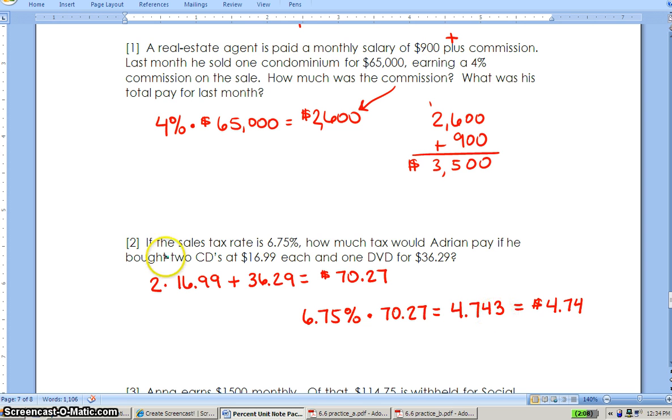So did we answer a question? It says, if the sales tax rate, how much tax would Adrian pay if he bought 2 CDs? Yes, we have. Didn't ask us for the total, it just asked us for the tax. So again, I'm going to pause this, and I'm going to let you work on example number 3.